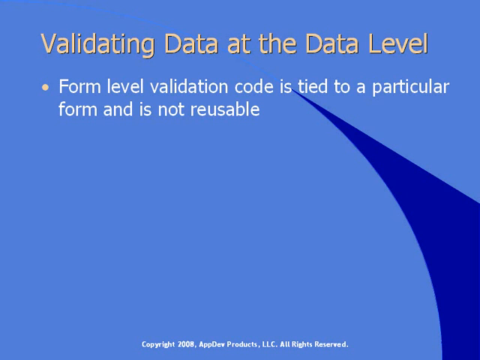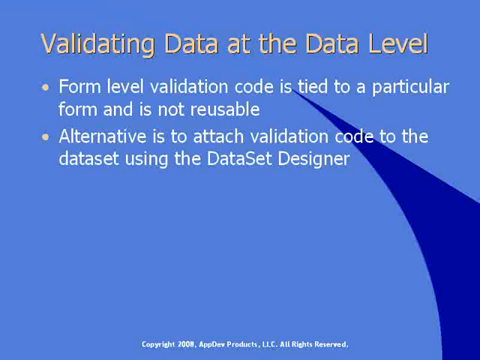If there are multiple places in an application where the user can work with the same data, then you're going to have to duplicate this code in multiple places. So an alternative is to attach the validation code to the dataset, and you can use the dataset designer for that. So you can ask yourself, are you validating what the user enters into a control, or are you validating the data they enter? And if it's the data, then you can move that validation to the level of the data itself, and therefore put it in the dataset.